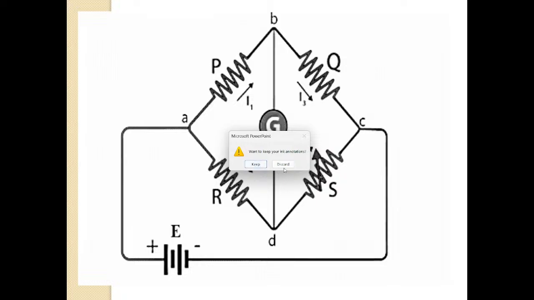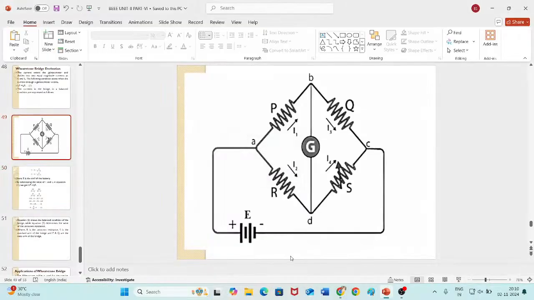You can draw these diagrams later on by going to my channel.